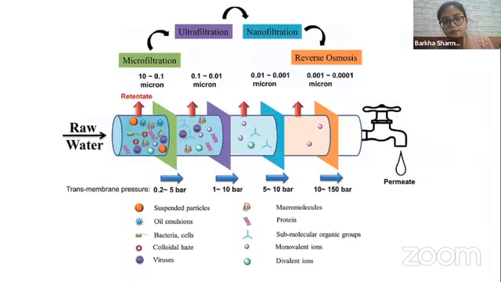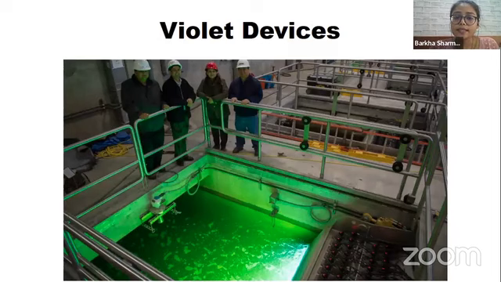Next is filtration system. From the point of view of agricultural irrigation, microfiltration and ultrafiltration are sufficient to remove the microorganisms and large solid particles present in wastewater and make it safe for agricultural irrigation. Next is ultraviolet devices. The target of ultraviolet devices are also microorganisms, and UVA and UVB rays kill the microorganisms and make it safe for agricultural irrigation.